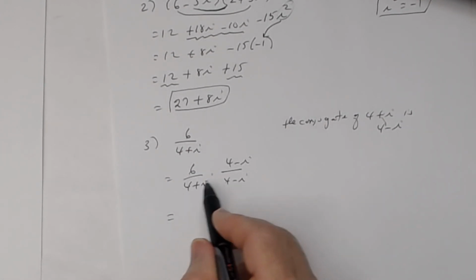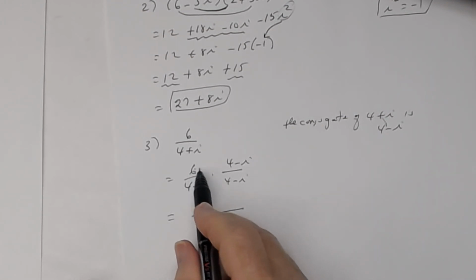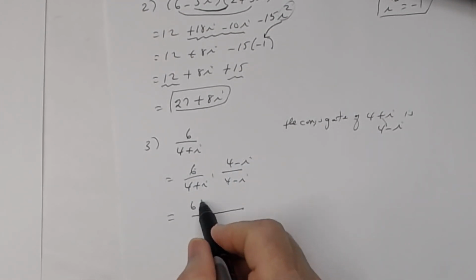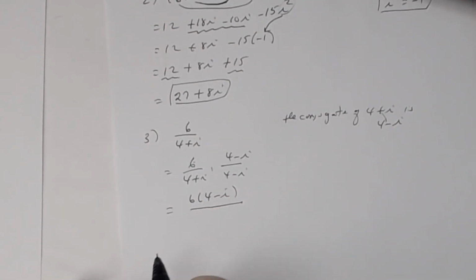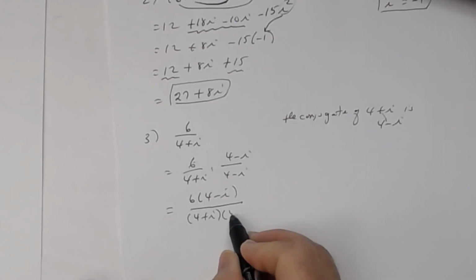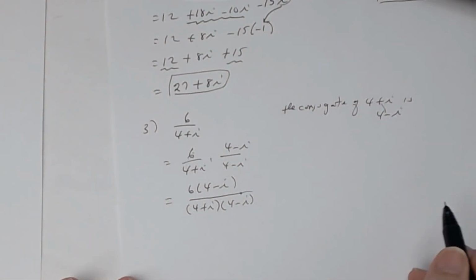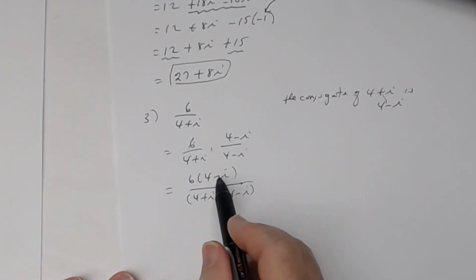And so now you're going to rewrite this to look a little bit better. So you're multiplying two fractions. So let's write this as one fraction. So this says 6 times 4 minus I. And you've got to put 4 minus I in parentheses because both of those have to be multiplied by 6. And then the denominator you have in parentheses 4 plus I times 4 minus I. All right. Now let's distribute. Let's go ahead and get rid of the parentheses in both numerator and denominator.